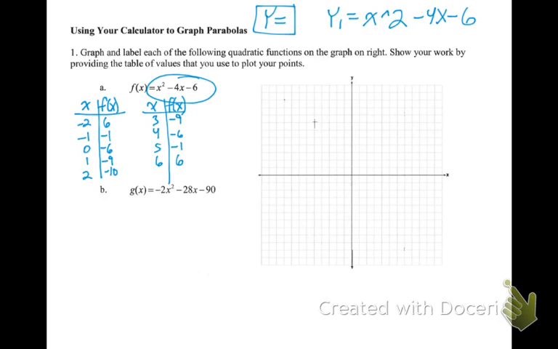So I'm going to plot the first point, negative 2 comma 6. Negative 1 comma negative 1 is the next point. 0 comma negative 6. And then we have negative 9, negative 10. And notice it is symmetric with itself, so it's easy to plot the remaining part of the parabola. Just make sure you're not skipping any x values, as is often the case.